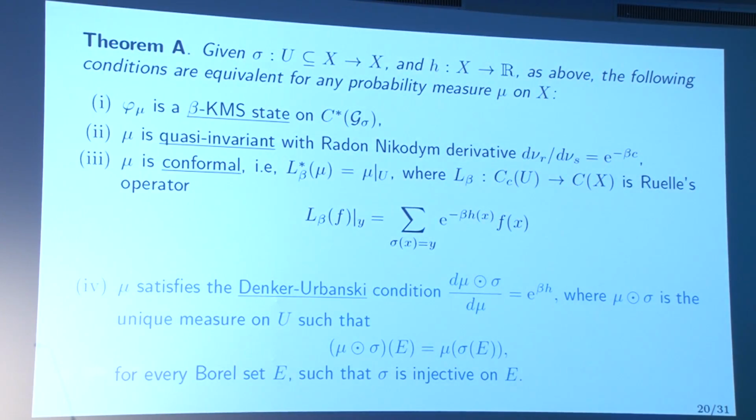And the fourth condition says that mu satisfies the Denker-Urbanski condition, which says that the measure that you get, normally measures travel forward through functions, right? Functions act on measures in a forward way by composing the measure with the inverse of the function. Now, in that case, we define a measure going the other way. So mu circle sigma is the unique measure on the space U such that mu sigma of E is equal to mu of sigma of E whenever sigma is injective on E. So the condition is that the new measure we get is absolutely continuous with respect to mu with that derivative.